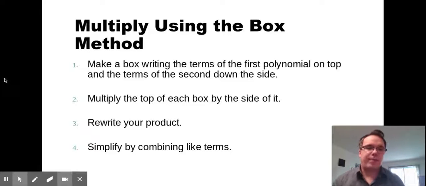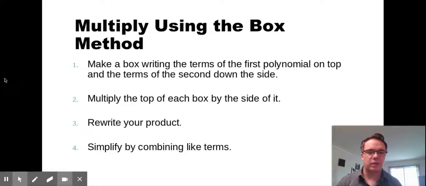So to use the box method, we're going to literally make a box, and along the top, we're going to write the terms from our first polynomial, and along the side, we're going to write the terms from our second polynomial. That order doesn't really matter, as long as one polynomial goes on top and the other one goes on the side.